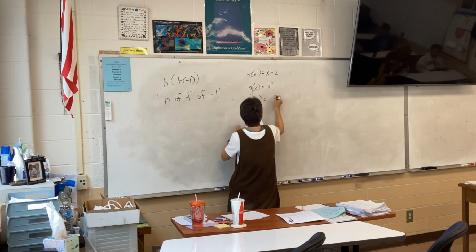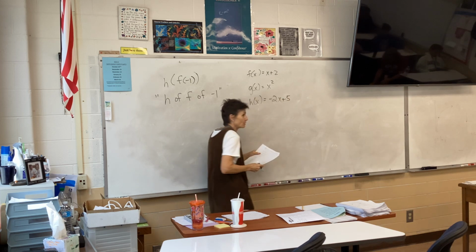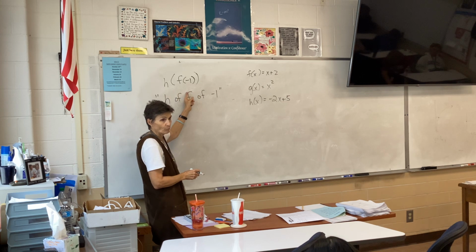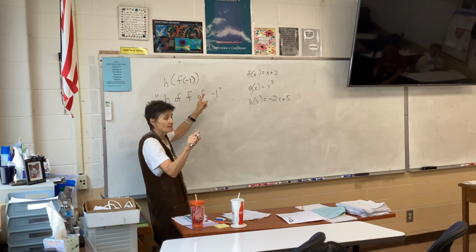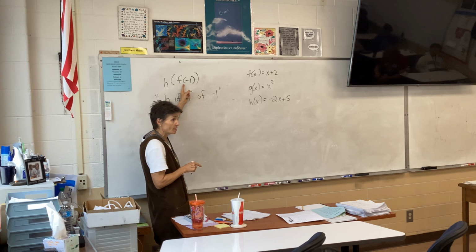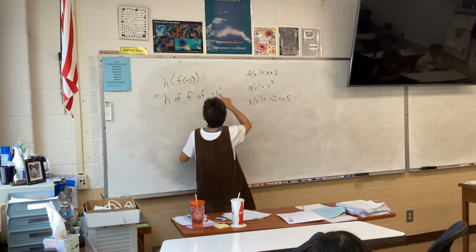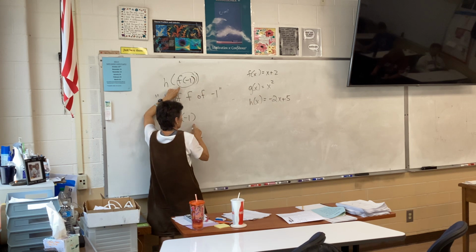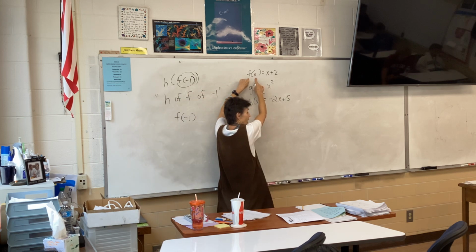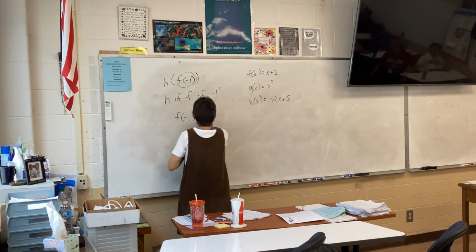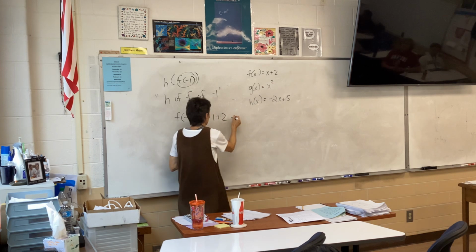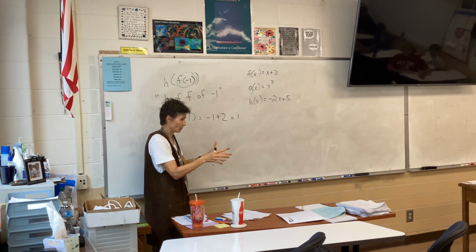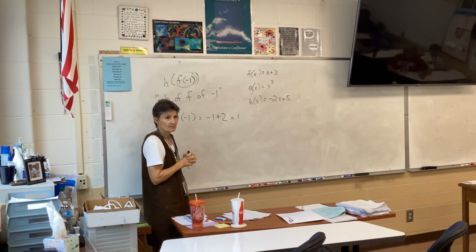Who remembers the order that I do things when the problem looks like this? What do I start by doing? I plug in -1 into f, right? So this says f of -1. That's the first thing I do. f of -1 will be -1 plus 2, which is 1. Remember, when you evaluate a function, you plug in whatever the number is in place of x.